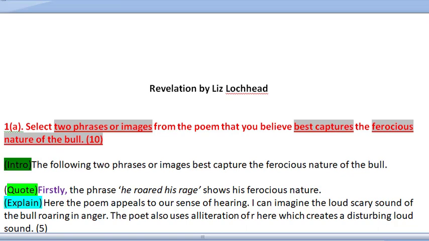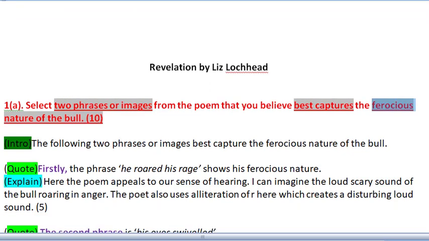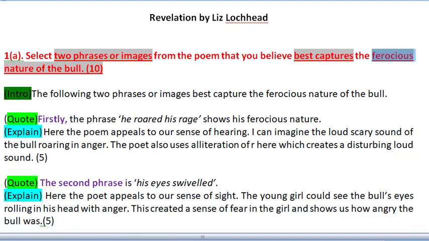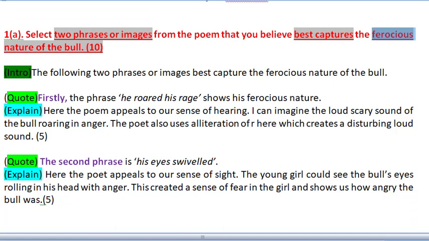So what we always do is we start off with an introduction, and in the introduction we use the words of the question. So, the following two phrases or images best capture the ferocious nature of the bull. That's our opening paragraph. Now we skip a line and we go to our next paragraph, and we're going to use the words quote and explain because they want us to find two quotes.